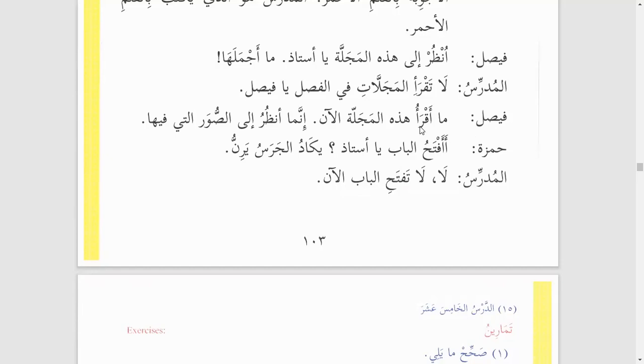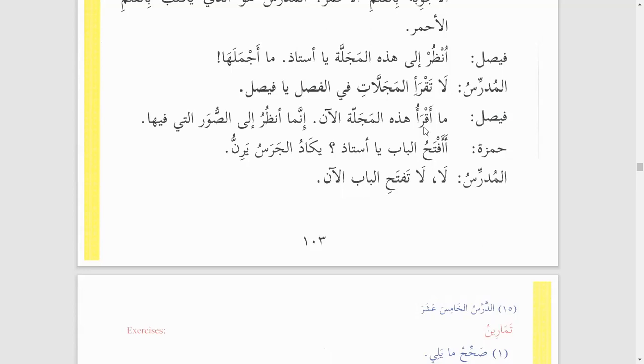Yes, Faisal. ما أقرأ هذه مجلة الآن إنما أنظر إلى الصورة التي فيها. I am not reading the magazine right now. I'm only looking at the pictures in it. Yes, sister, can you please read again? There are some small mistakes, so can you please read again?